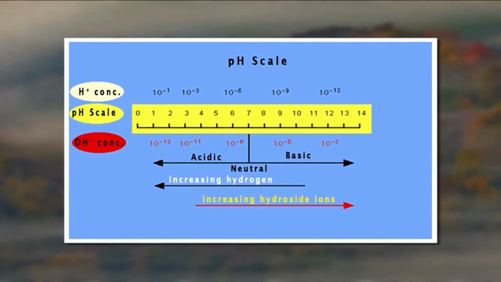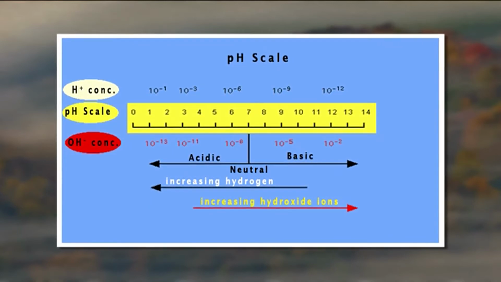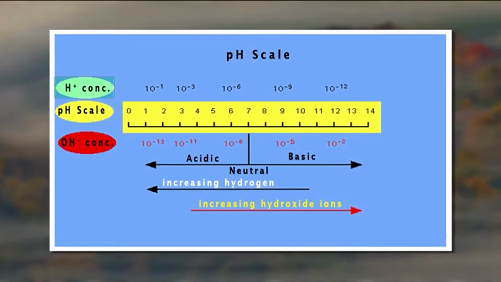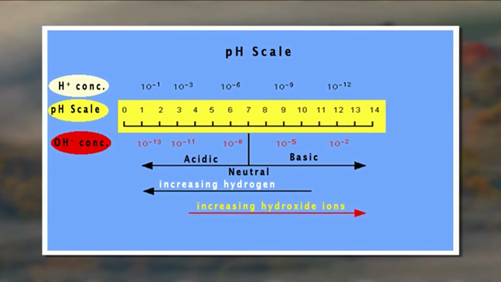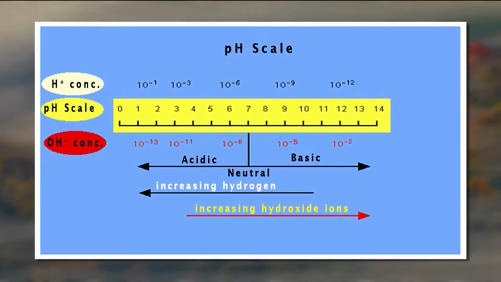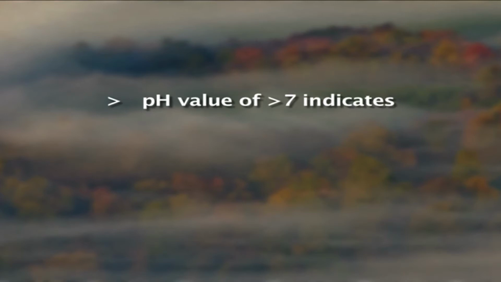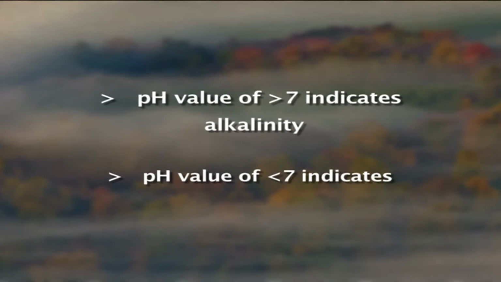Another important attribute of soil is its pH, which indicates the level of acidity or alkalinity of the soil. pH is the concentration of hydrogen ions in the soil. pH determines availability of elements. It is measured on a scale from 0 to 14, with 7 being neutral. A pH value of greater than 7 indicates alkalinity, while a value less than 7 indicates acidity.